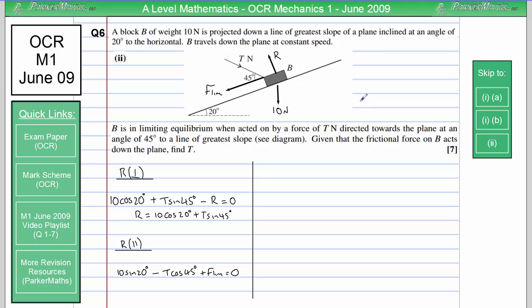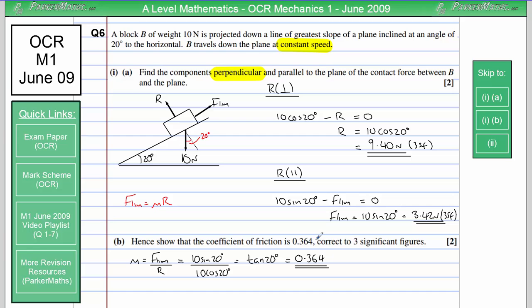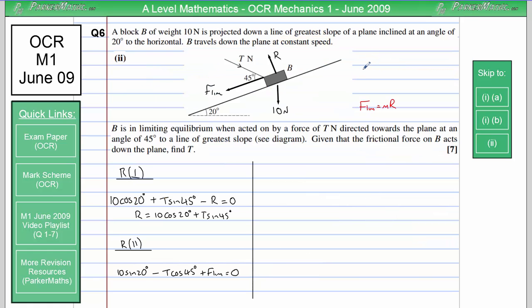Following on from this, we're going to use the fact that F lim equals mu R. And in the previous question, we showed that mu was 0.364 to three significant figures, but I'm going to use tan 20 because that's more accurate. Now, although F lim and R have changed in the problem that we're doing, the coefficient of friction, mu, is just to do with the properties of the block and the slope, so that actually doesn't change if we change the forces. So we know that mu equals tan 20. So our next step will be to replace limiting friction with mu multiplied by R, which we worked out here. So all I'm going to do is substitute in mu R for F lim.